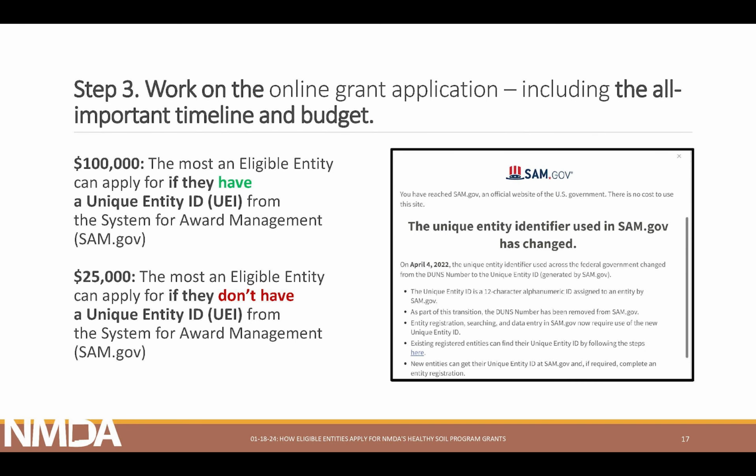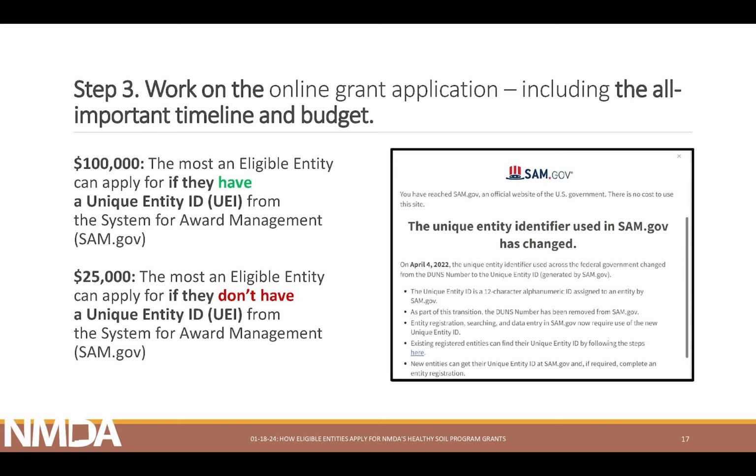Thank you, Dean. Picking up from Dean, he mentioned step number 1 is identifying your project site and the soil health related resource concerns you attempt to address with your project there. Then really working through project development, thinking about the priorities that you want to address, how you'll address them, what goods and services you'll need, that sort of thing. So now we're up to the step of working on that online grant application.